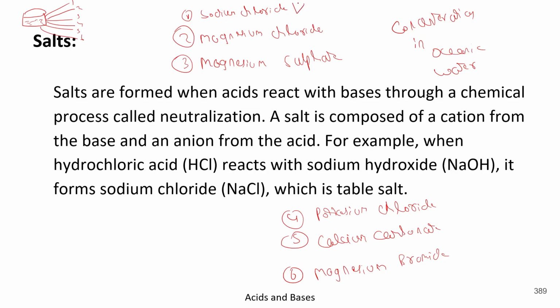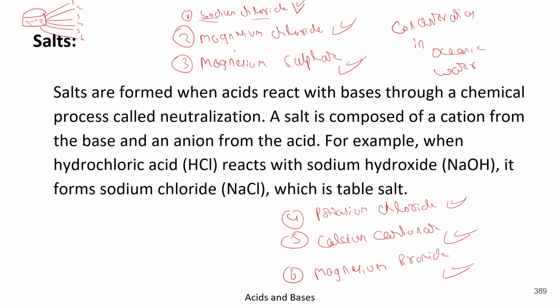These salts are sodium chloride, magnesium chloride, magnesium sulfate, potassium chloride, calcium carbonate, and magnesium bromide. They are placed according to their concentration in oceanic water. The highest concentration is sodium chloride, which we also use in the household.